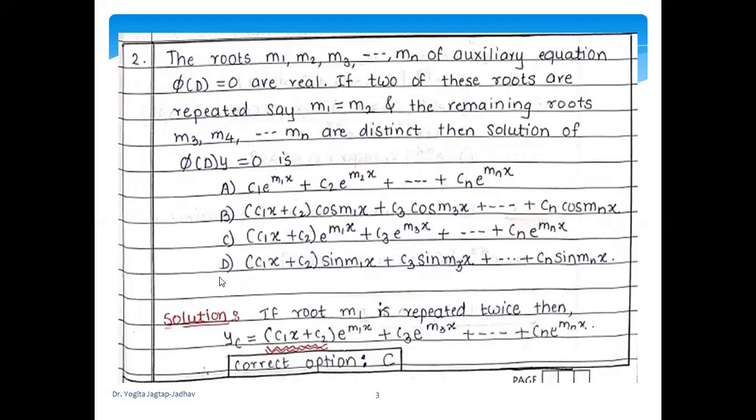As you know, when we have a real and repeated root, that is here m1 is repeated twice, then according to the second rule of writing the complementary function, we have yc equal to (c1x plus c2) e raised to m1x plus c3 e raised to m3x plus and so on cn e raised to mnx. Here m3 to mn are real and distinct roots. Therefore, this is actually a combination of case number 1 and case number 2 of the complementary function. Therefore, your correct option is C.